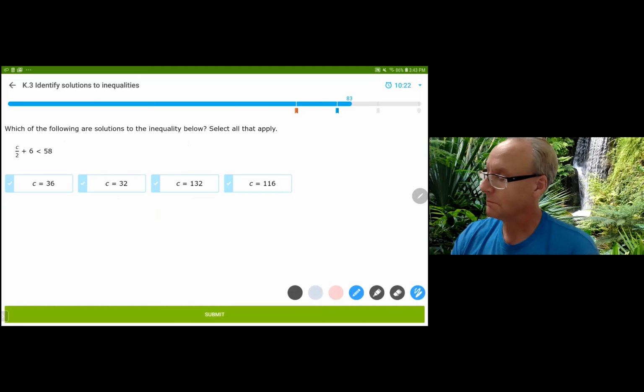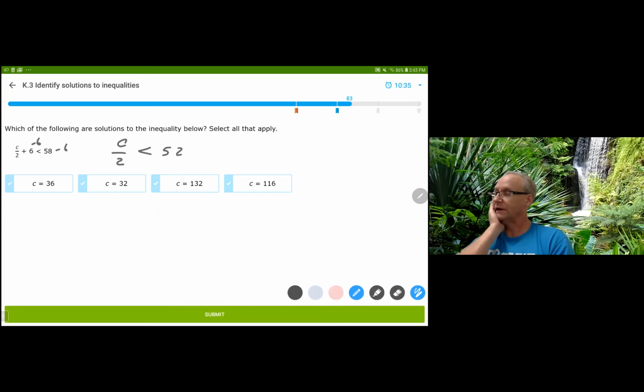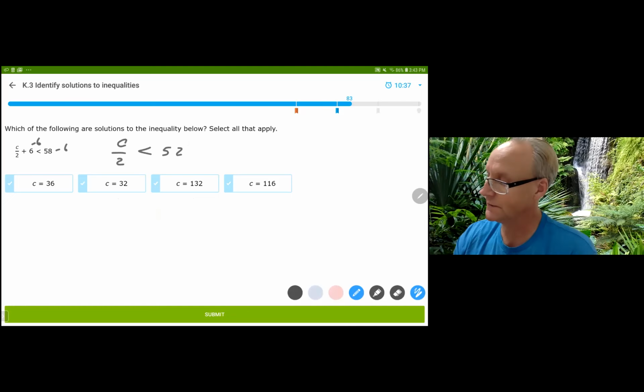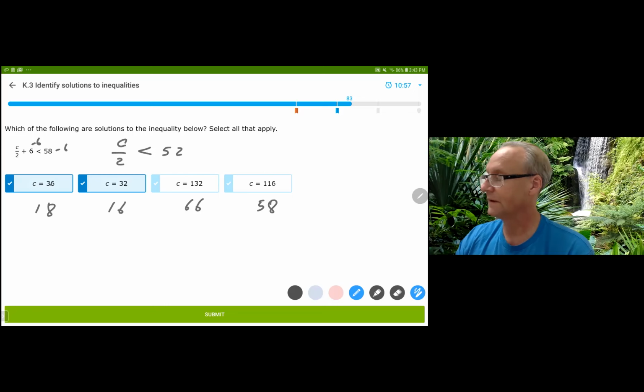Nope. All right, I'm going to subtract 6 from both sides so that I get c over 2. And when I subtract 6 from both sides, I get less than 52. And I could do some more work, but I'm just going to divide them by 2. I get 18. 32 divided by 2 is 16. 132 divided by 2 is 66. And 116 divided by 2 is 58. And I want to know which of these is less than 52. And there are 2 of them, this one and that one. That is it.